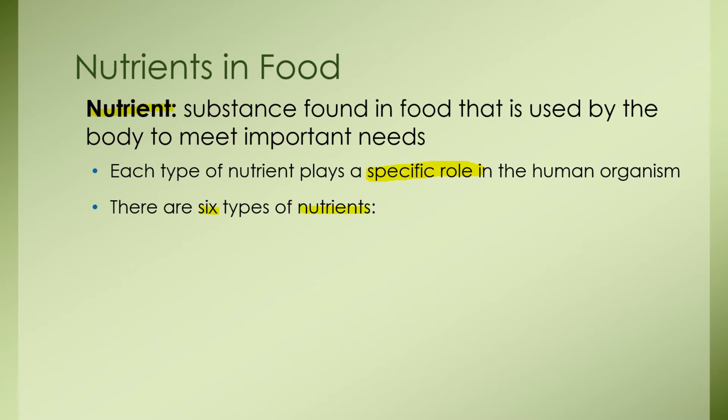types of nutrients: proteins, carbohydrates, fats, water, vitamins, and minerals. Okay, we're going to talk about each of them. The nutrients are inside the food when we eat it, and each nutrient has a specific role or function in your body.